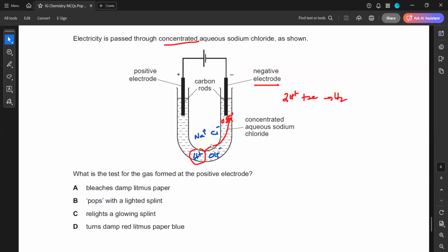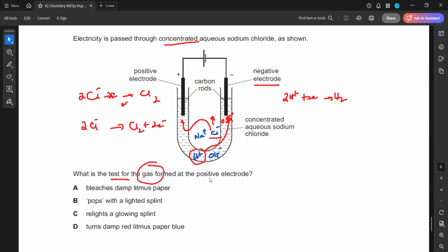For the negative ions, we check the amount. It's concentrated. Concentrated means more salt, less hydroxide. So more Cl, less OH. So the Cl ion will move towards the positive electrode. When one chloride ion is there, it will lose one electron and form a chlorine atom. When two chloride ions, they will lose two electrons and form chlorine gas. This equation can also be written: two chloride ions form chlorine gas by loss of two electrons.